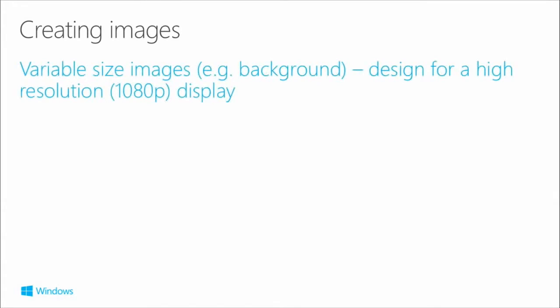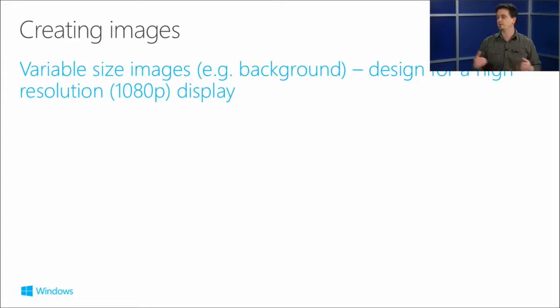So if you're a designer or a developer creating these images, there are two kinds of images you're going to create. The first is the variable size image, something that you're going to put in the background, for example, in that pivot application or the hub application that we saw in the last session. That's going to resize to fit the full screen of the device, so we need to design it for a high resolution display. When it's on a low resolution display, don't worry, the system will resize it and put it in just the way it needs to be.